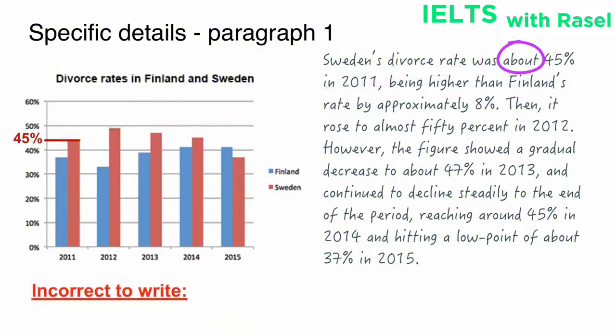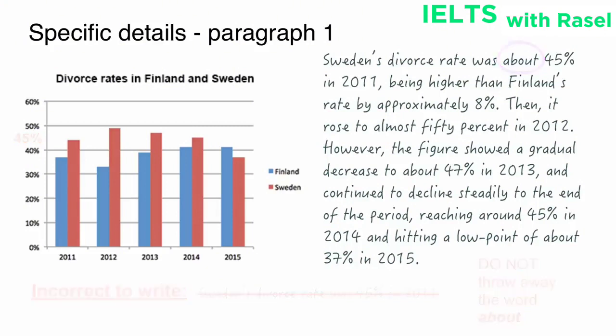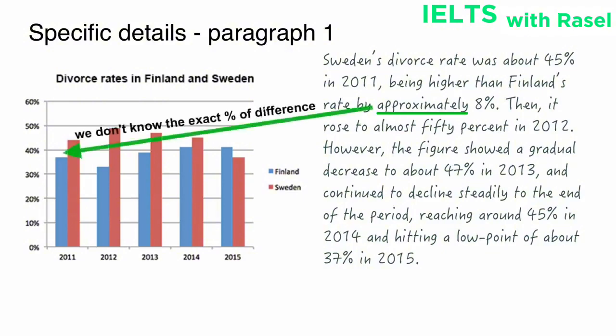It would be incorrect to write Sweden's divorce rate was 45% in 2011, so do not throw away the word about. Then, I compare Sweden's rate to Finland's rate by writing Sweden's divorce rate was about 45% in 2011, being as high as Finland's rate, but approximately 8%. Again, I use the word approximately, because we don't know the exact percentage of difference.